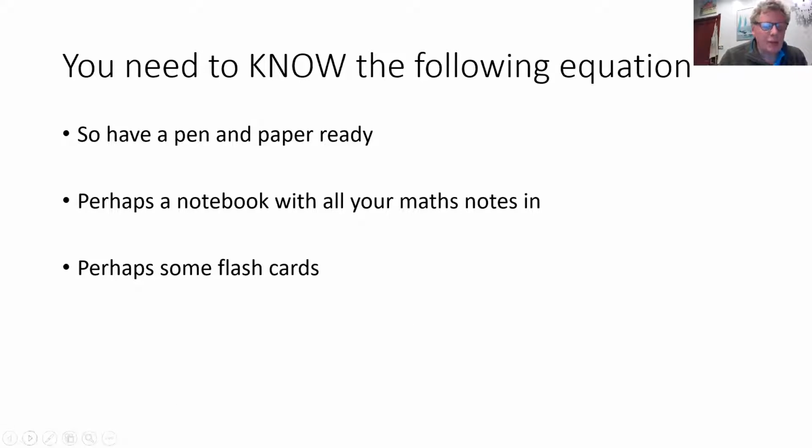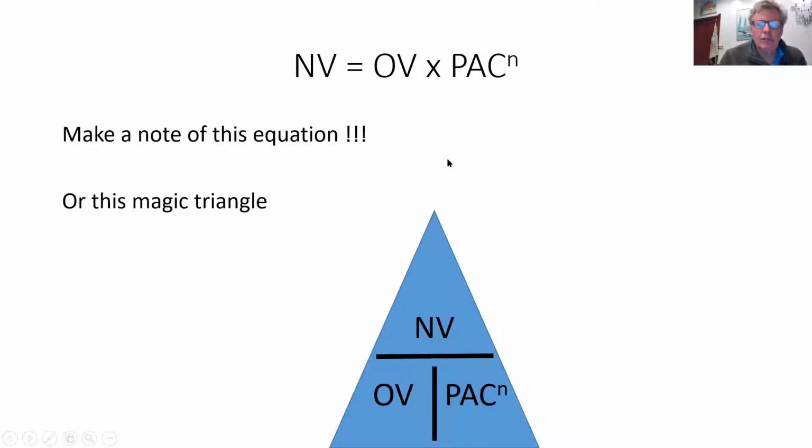Okay, so here is our equation, and you've basically seen this one before: new value equals old value times PAC to the power N, where old value is what we start with, new value is what we end up with, and the PAC is the percentage after the change, which is 100% plus or minus the change. So for a 5% increase, you'd have 105%. For a 10% decrease, your PAC will be 90%.